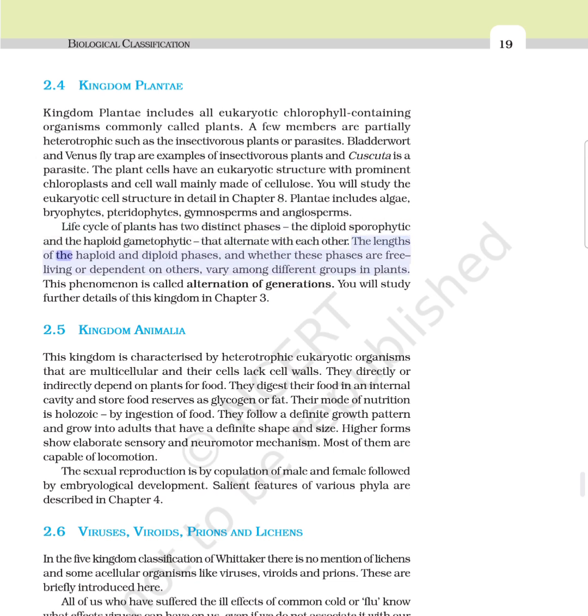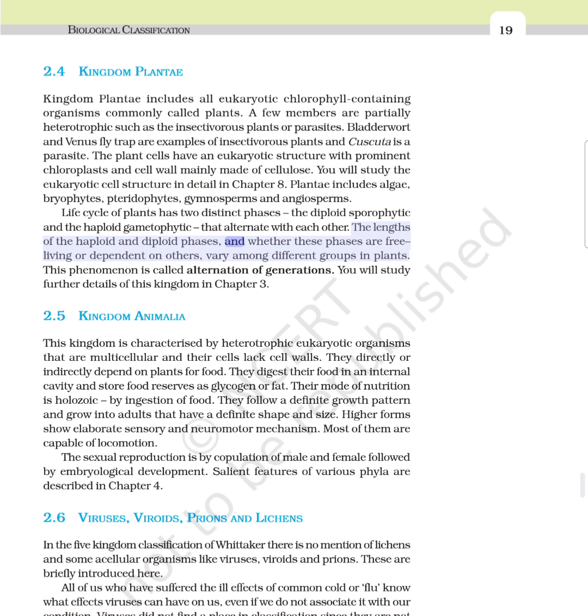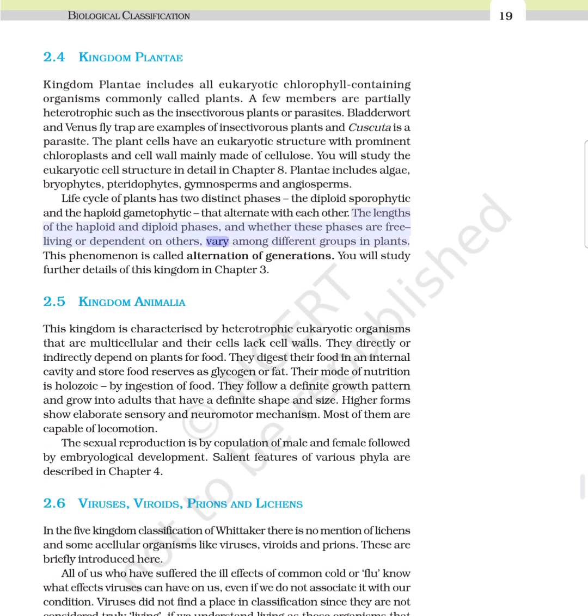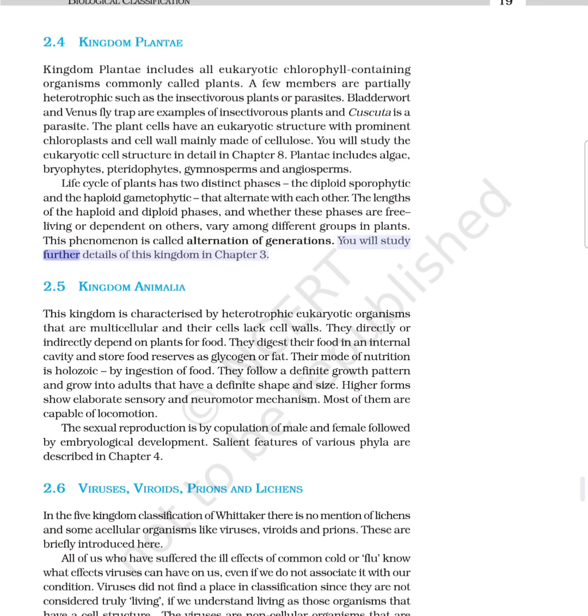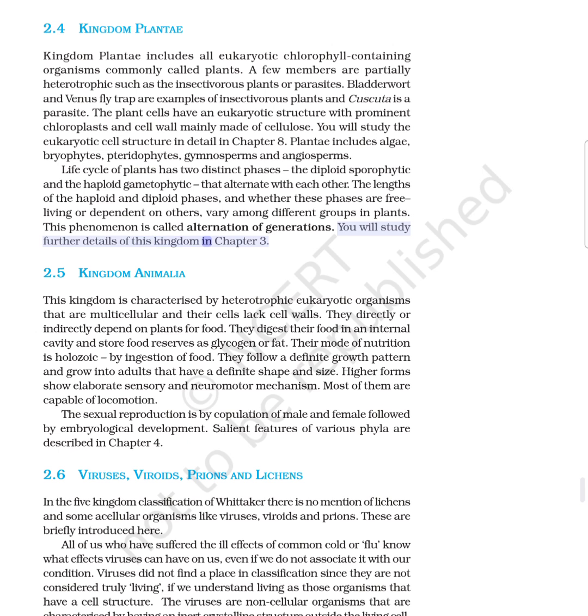The lengths of the haploid and diploid phases, and whether these phases are free-living or dependent on others, vary among different groups in plants. This phenomenon is called alternation of generations. You will study further details of this kingdom in Chapter 3.